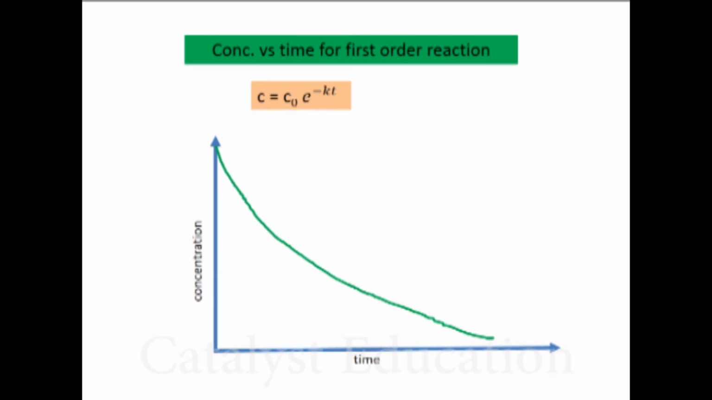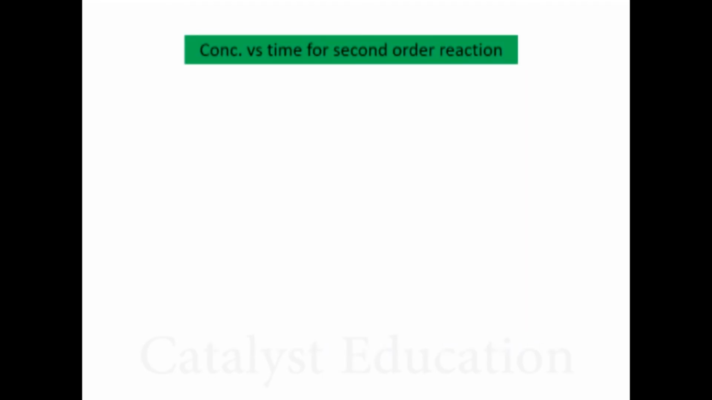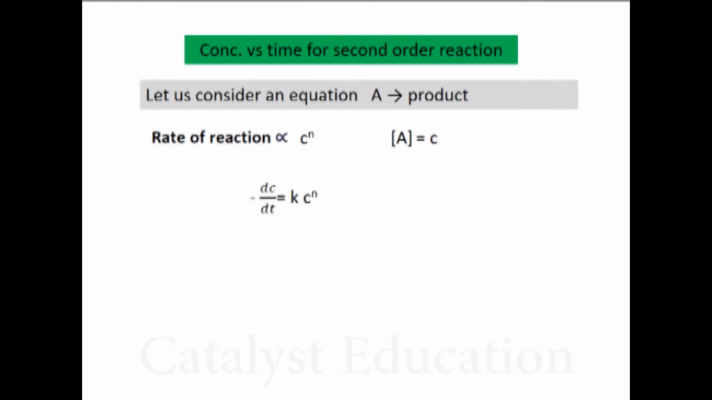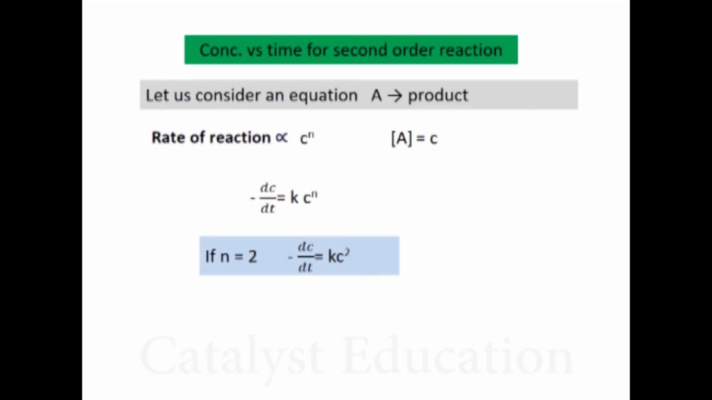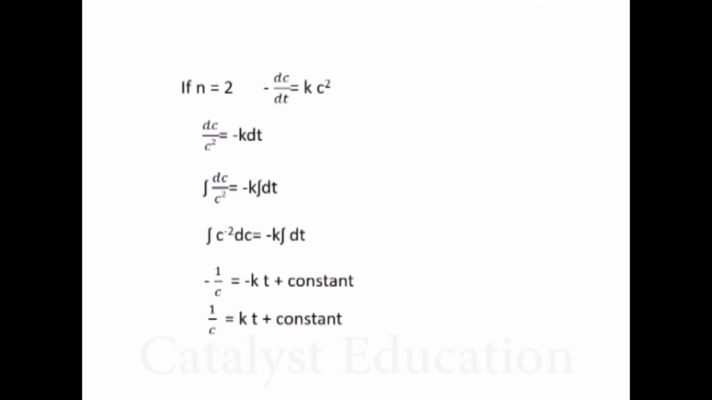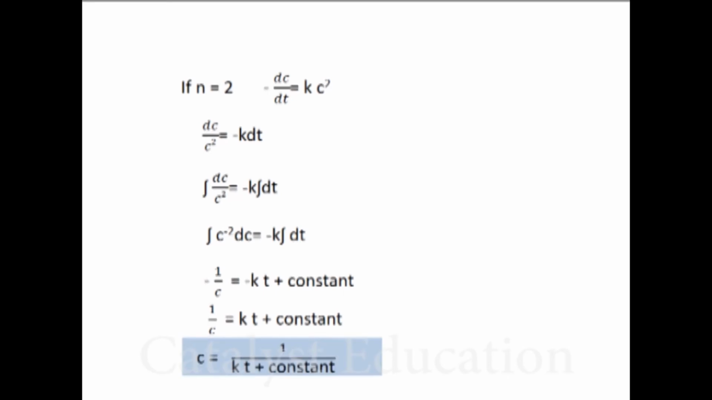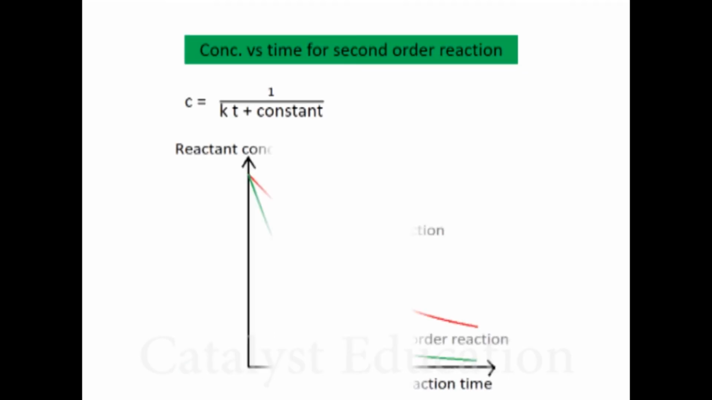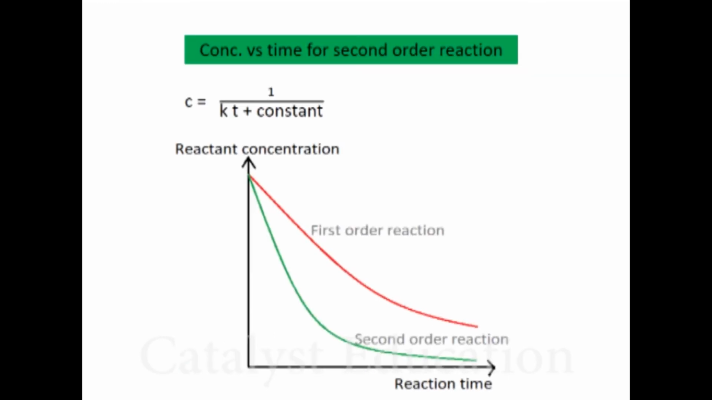Concentration versus time for the second order reaction. We want to discuss here n is equal to 2. Minus dc by dt is equal to k c squared, where minus dc by dt is the rate. It indicates concentration decreases with time. So here we are rearranging and taking the integration. Minus 1 by c is equal to kt plus constant. So 1 by c is equal to kt plus constant, so c is equal to 1 divided by kt plus constant. Putting this relationship, we can make the graphical relation for the second order reaction, the blue line. We are also comparing with the first order reaction.